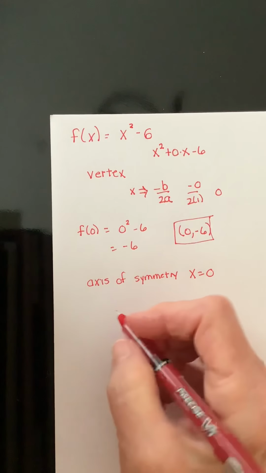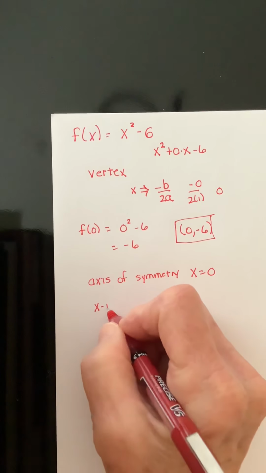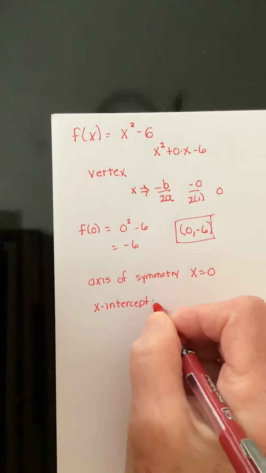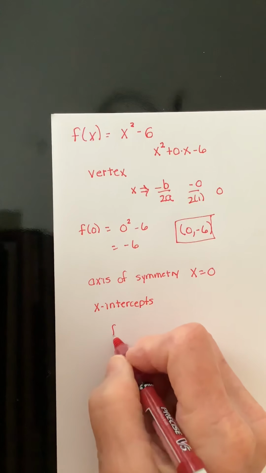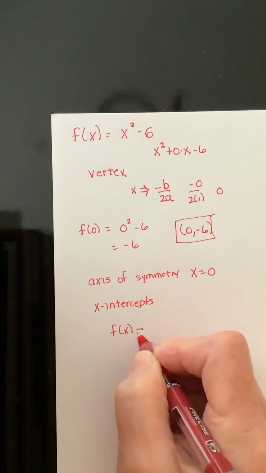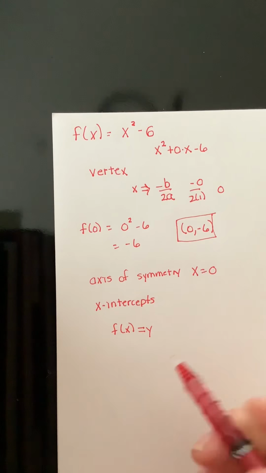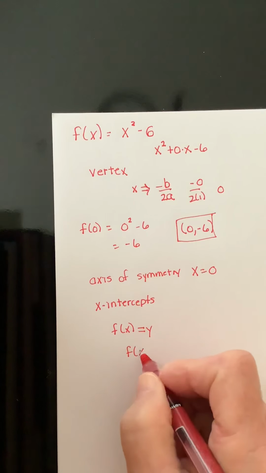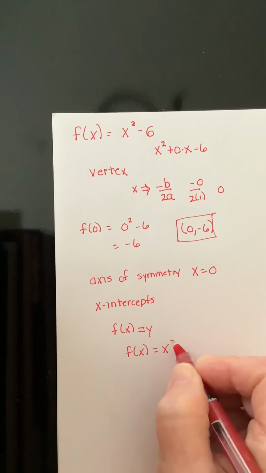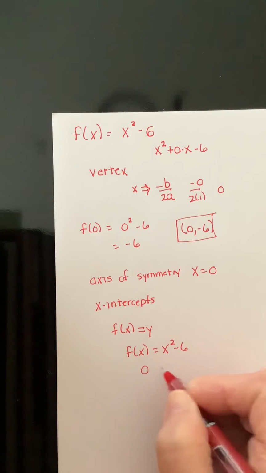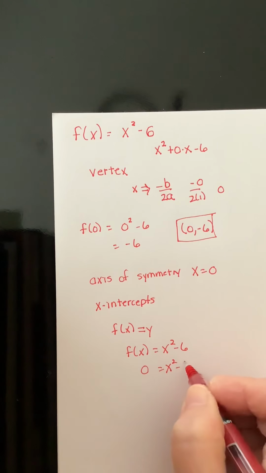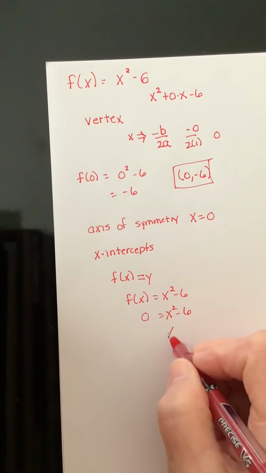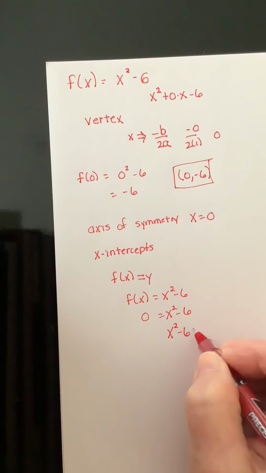Okay, now we're going to find the x-intercepts. To find the x-intercepts, we're going to let y equal 0. Well, remember, f of x and y are the exact same thing. So I have f of x is equal to x squared minus 6. So I'm going to plug 0 in. Okay, I like my 0 on the right side, so I have x squared minus 6 is equal to 0.